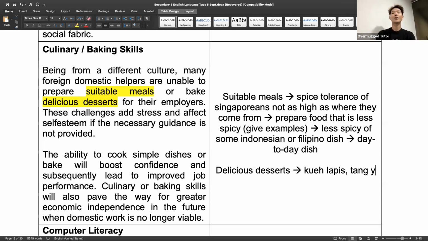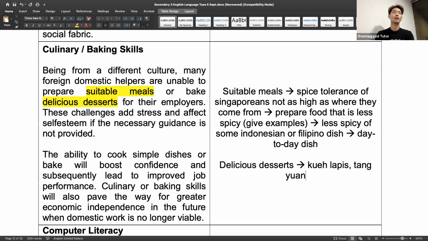So you can talk about Tang Yuan also. Maybe you may think it's very easy to cook, but maybe you don't know. Okay. Then we can talk about Nutella cookies or macarons. Okay, whatever. Just come up with something lah. Don't just leave it there. They cannot make that. Okay.